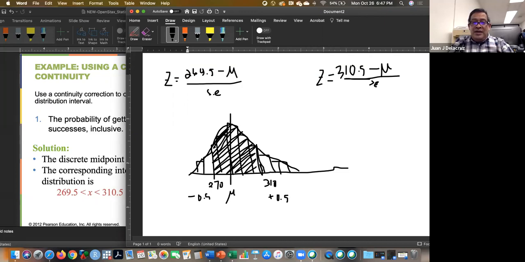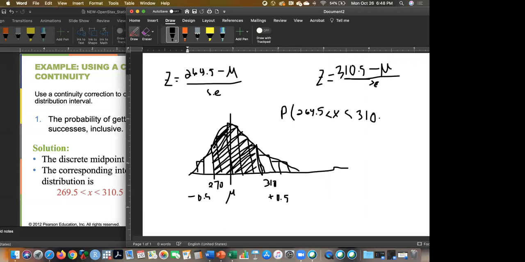So this is rule number 1, when you have to find the area under the curve between two different random variables. You are going to subtract 0.5 to the left and add 0.5 to the right, and then you are going to be able to compute the area under the curve. So the probability that X is going to be between 269.5 and 310.5.